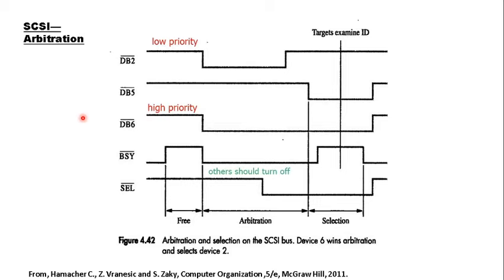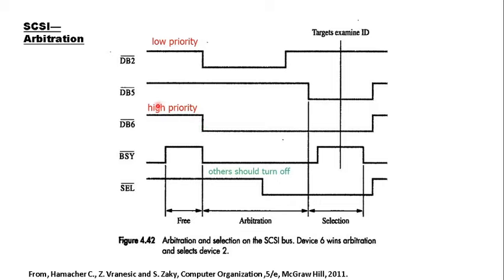So you have to keep that in mind before going through this timing diagram. As I told you, we have our DB6, that is our main SCSI controller. He is going to put his identity on the bus. Okay, DB6 is activated over here.